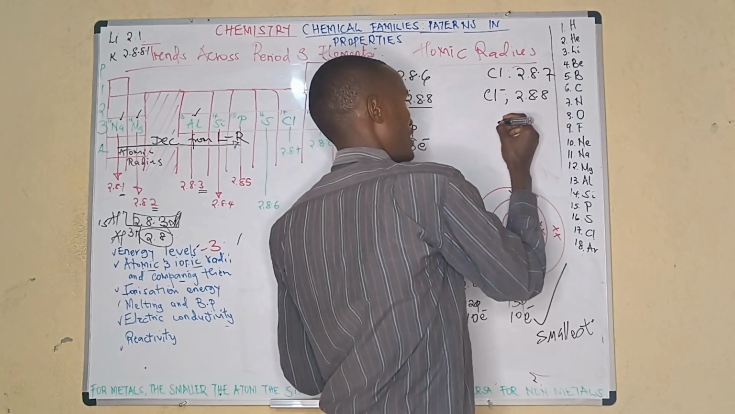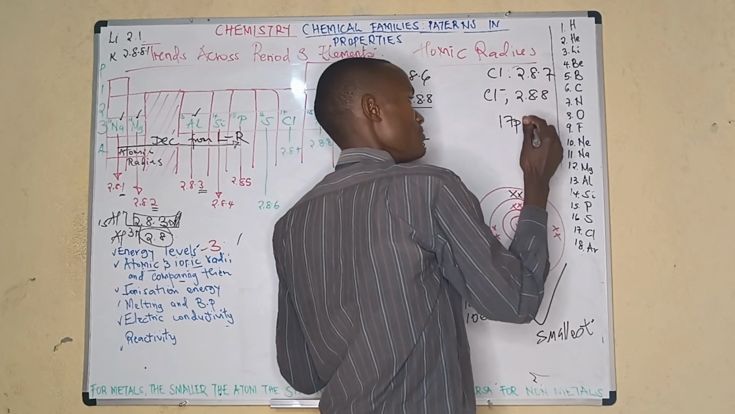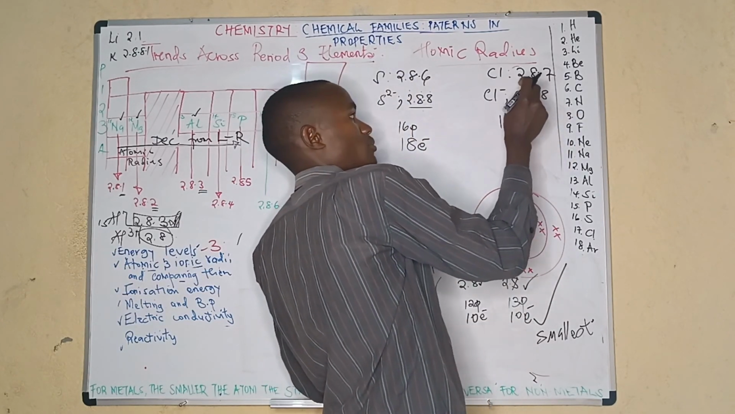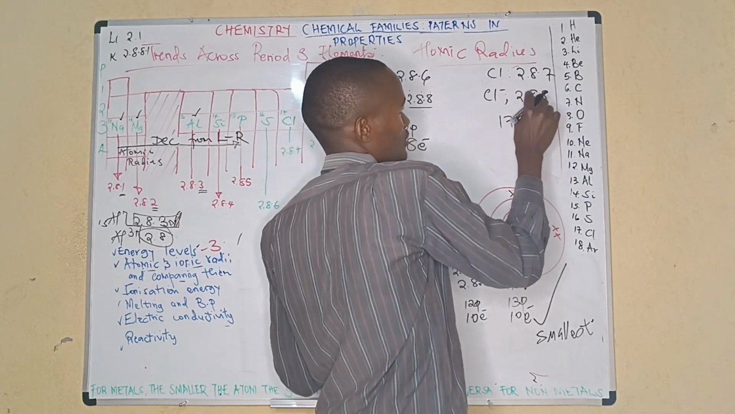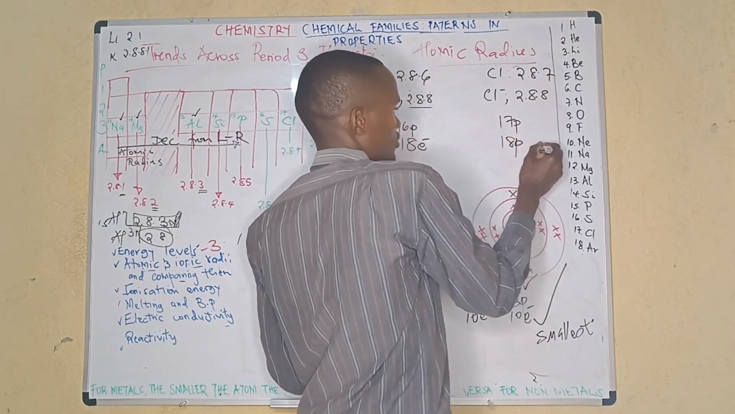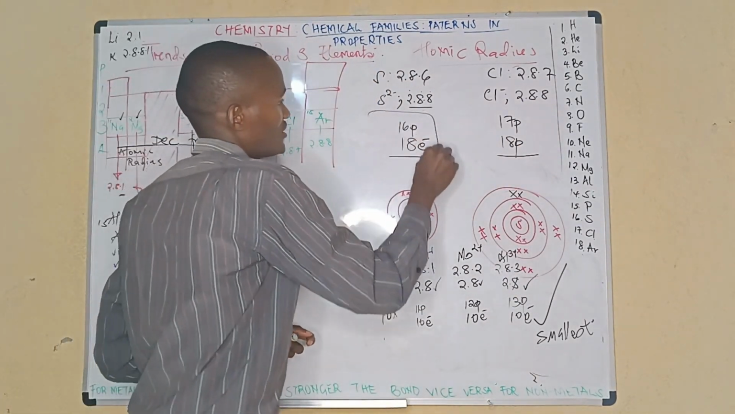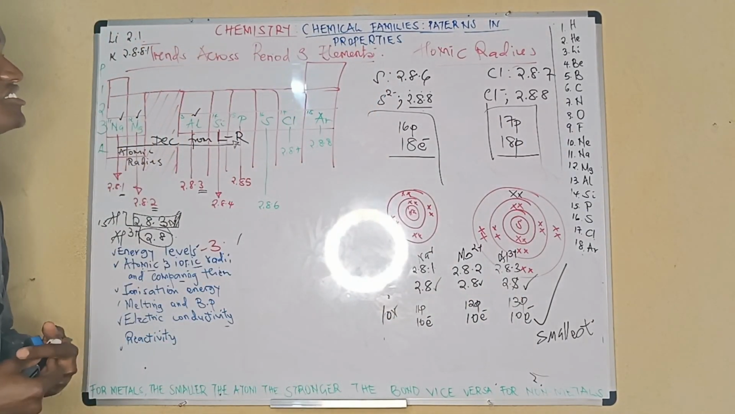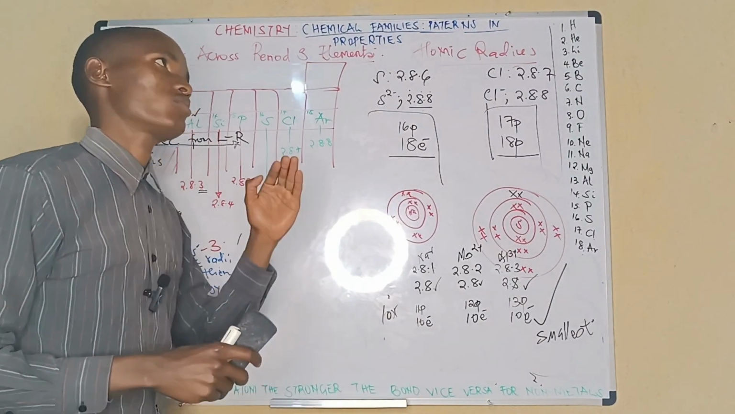Let us look at chloride ions. Chloride ions have atomic number 17, so 17 protons, and the same number of electrons: 8 plus 8 plus 2, that is 18. And now we talk of the same thing, the nuclear charge. Now, talking of the nuclear charge, we are considering the number of protons.